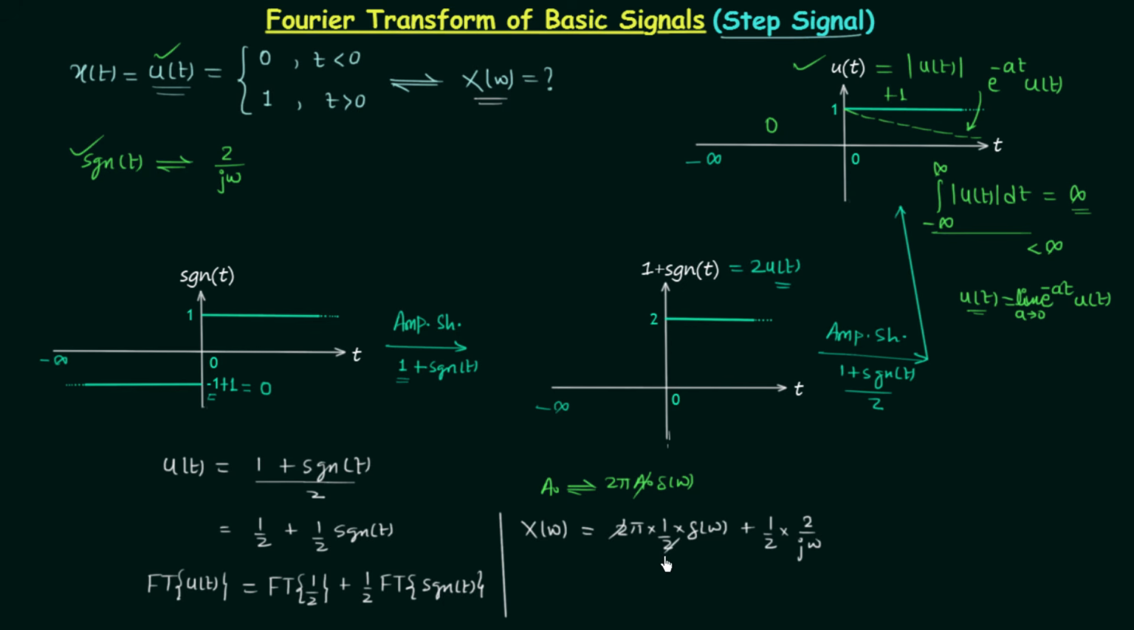This 2 and 2 will cancel out. So finally X(omega) is equal to pi delta(omega) plus 1 over j omega. So this is the Fourier transform of the unit step signal. u(t) has the Fourier transform pi delta(omega) plus 1 over j omega. So remember this result, it is very useful.